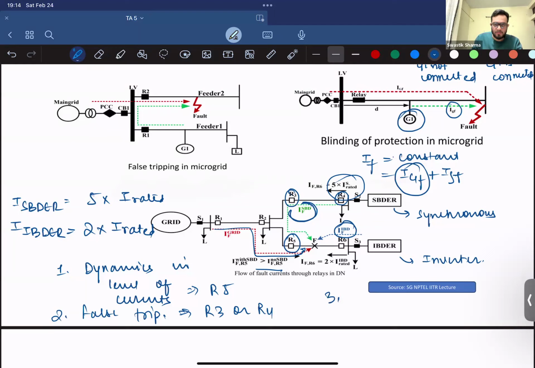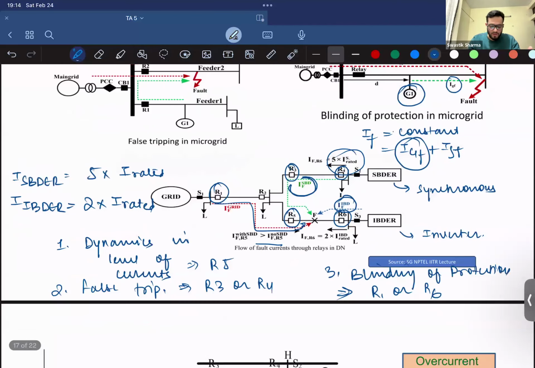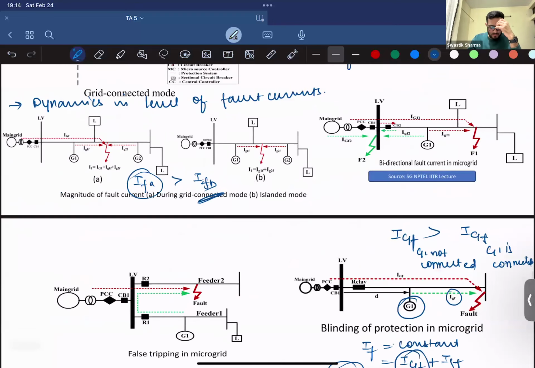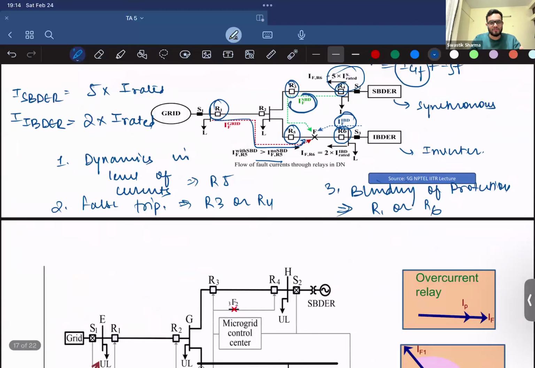And third, which one will be blinded by blinding of protection devices? So since the IF coming from the grid is what causes the blinding, it would be R1 and R6. So I would request you, if you didn't follow this case study, I have limited time, so please check ma'am's lecture. I explained individual components and then tried building upon them. But if I couldn't tell all of it, please check ma'am's lecture. But these are some things that cause issues in microgrid.